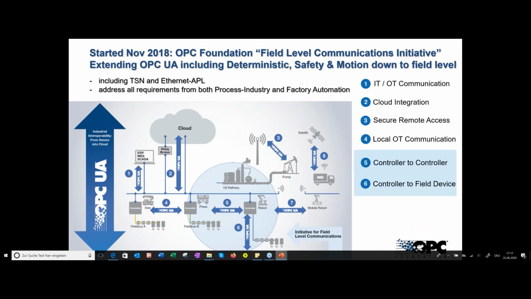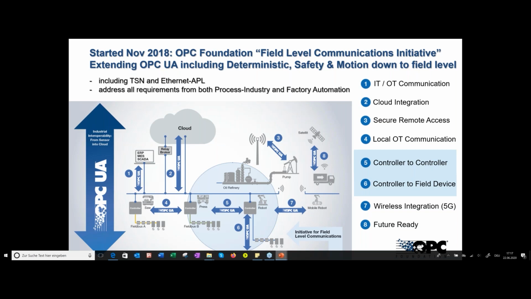OPC UA will scale from sensor to cloud. We are already able to talk horizontally between machines on TCP/IP. We can talk to SCADA, MES, enterprise, also up to the cloud, in the area of factory automation but also the process industry. And we always extend this.